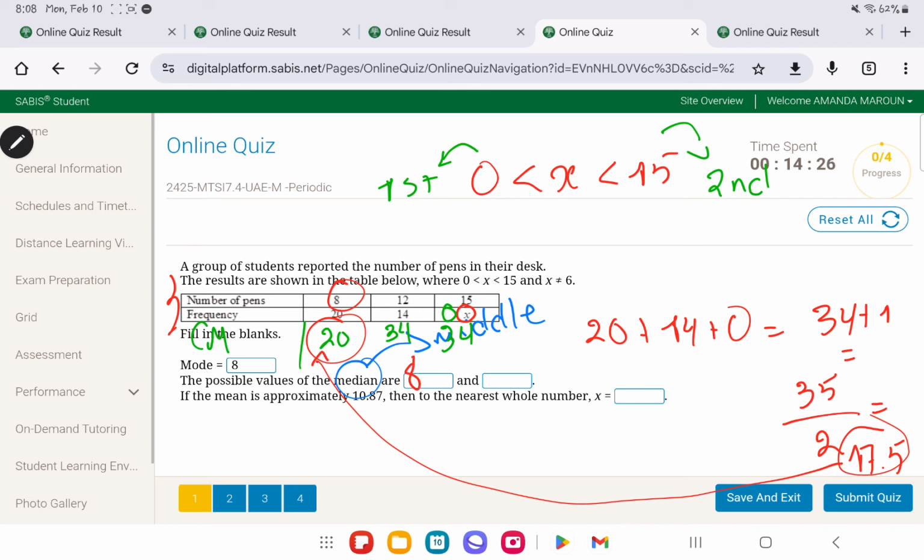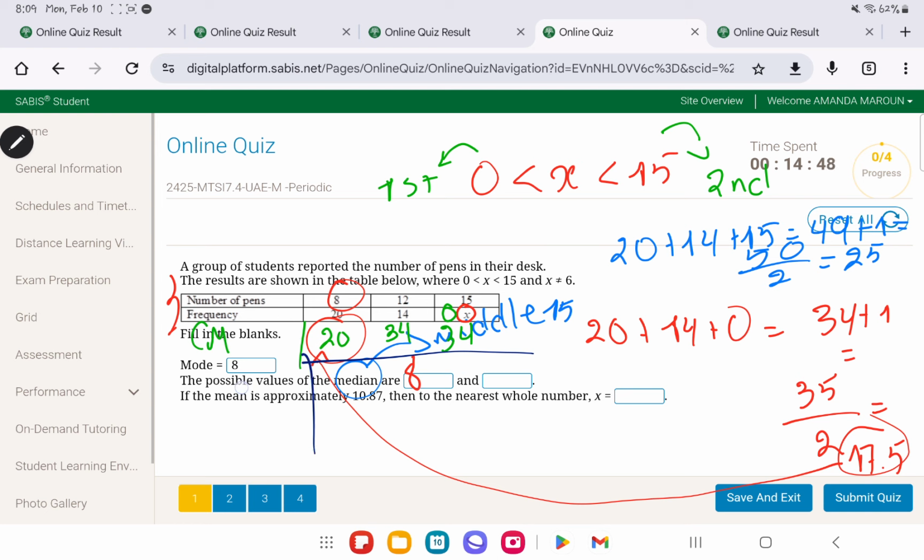We move on to the next option, which is to put 15 as x, sorry, not the middle number. So then it's going to be 20 plus 14 plus 15, which will give us an answer of 49. Don't forget to add 1. We will get 50 divided by 2, which is 25. Now we are not going to use the cumulative frequency from before. We're going to use a new cumulative frequency because now it is 20, 14, and 15. So it's going to be 20, 34, and then 34 plus 15, which gives us 49.